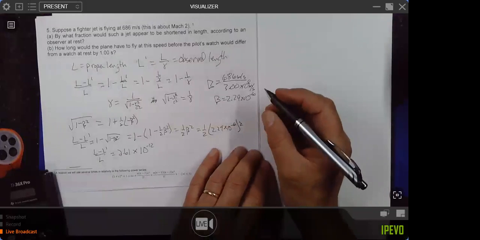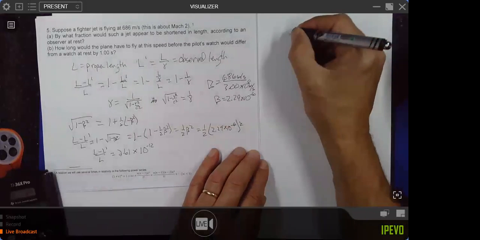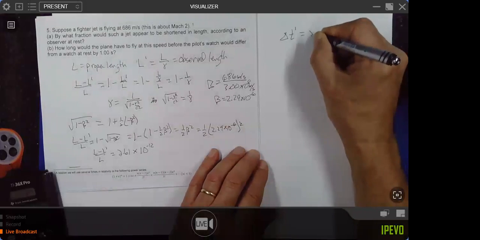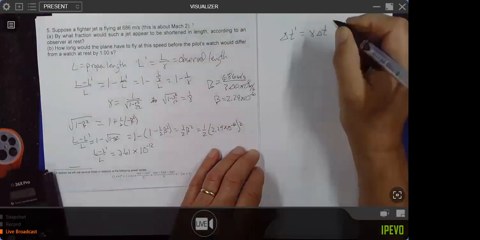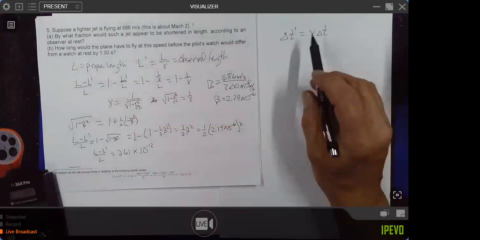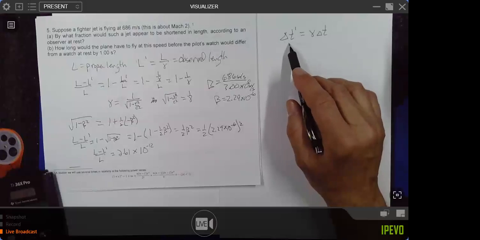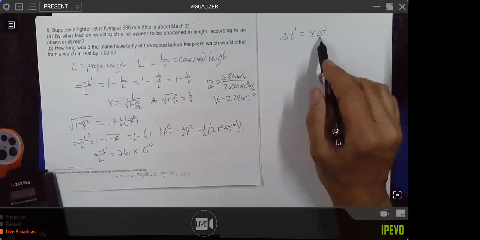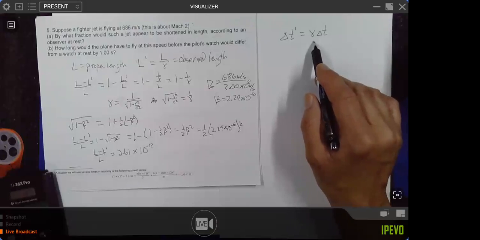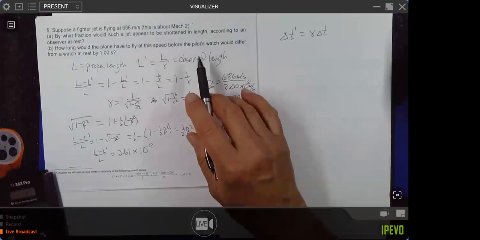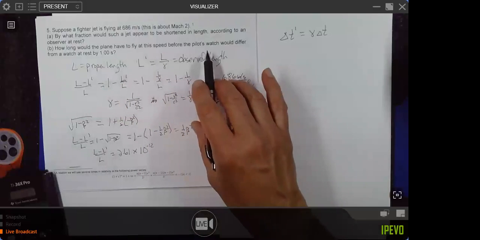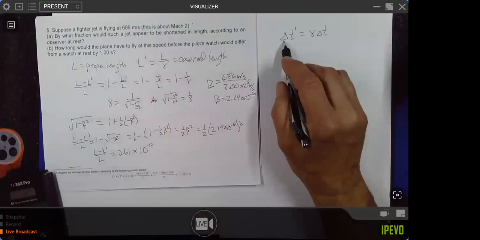Okay, well, our time dilation is that delta T prime is going to be gamma delta T. Okay, now here's the proper time measured on the pilot's watch. Here's the time that an observer on Earth would say passed. According to this, let's see, we didn't exactly figure out gamma, but we kind of did. But it says before the pilot's watch. Okay, the pilot's going to be the moving thing in this case.